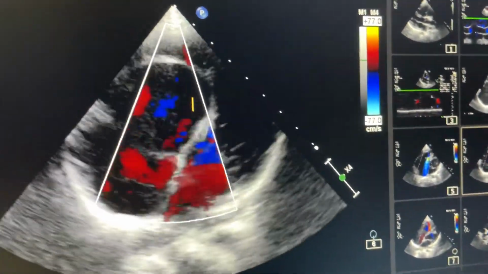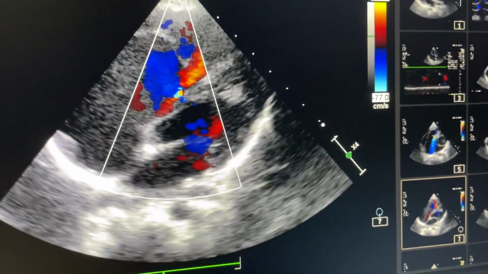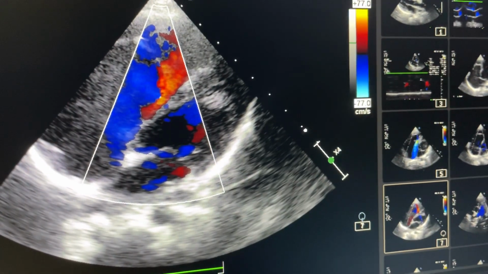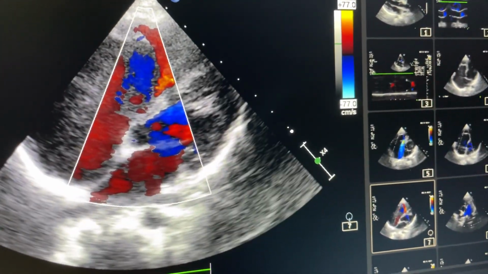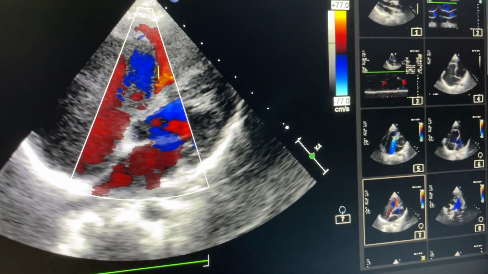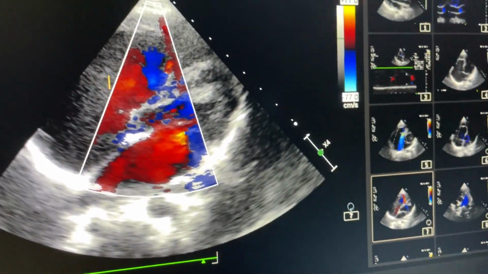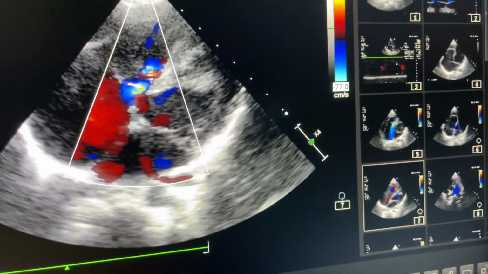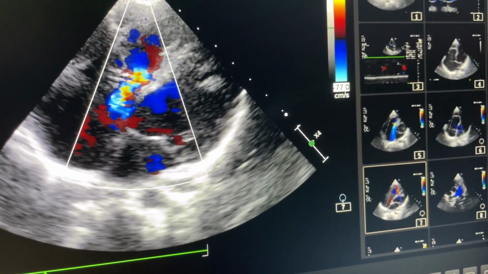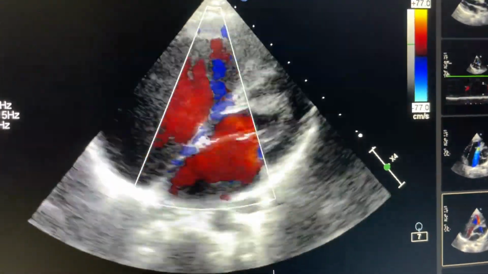We go to the next image. Again you see this is forward flow, this is TR jet, this is forward flow, this is forward flow, and then this is TR jet, this is TR jet. So this is the case of Ebstein's anomaly.